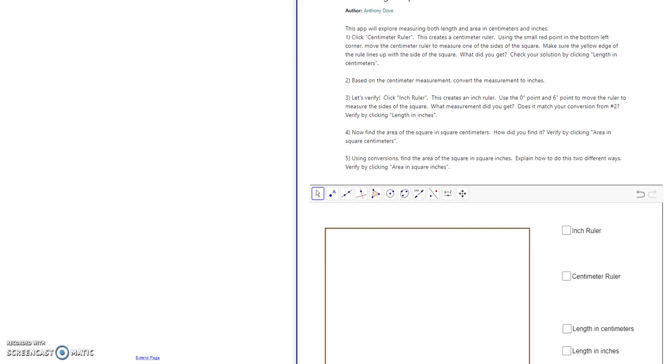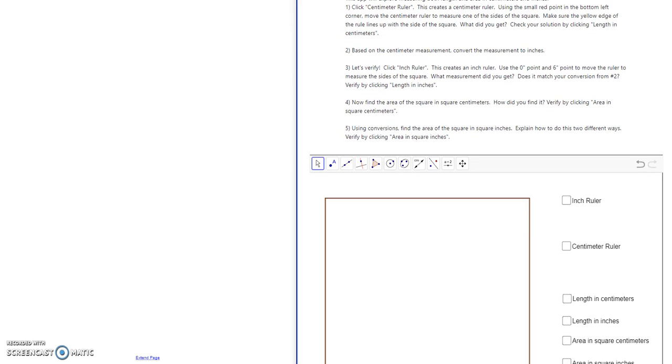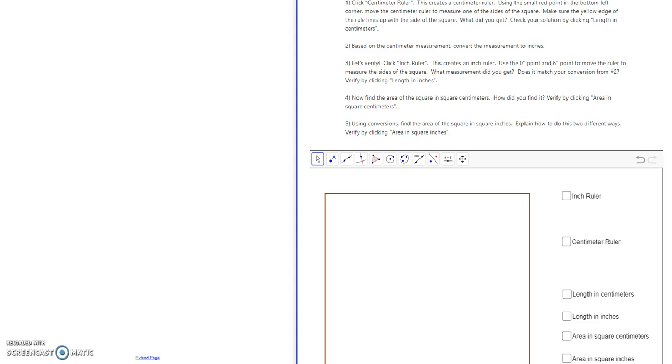Alright, so this first problem about measuring the square asks me to use the centimeter ruler to measure the length of a side. Since it's a square, I could measure any of the four sides. I'm just going to measure the top side to make life easy. It says to use the red points, and I want to line the yellow left side, that's 0, up with the edge.